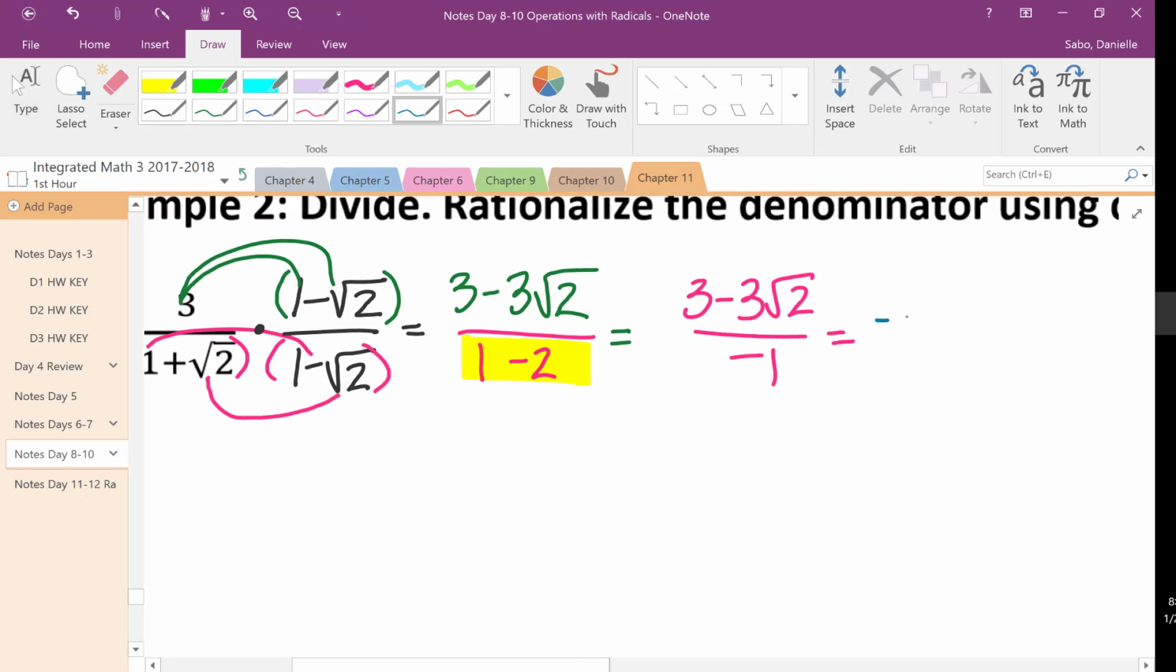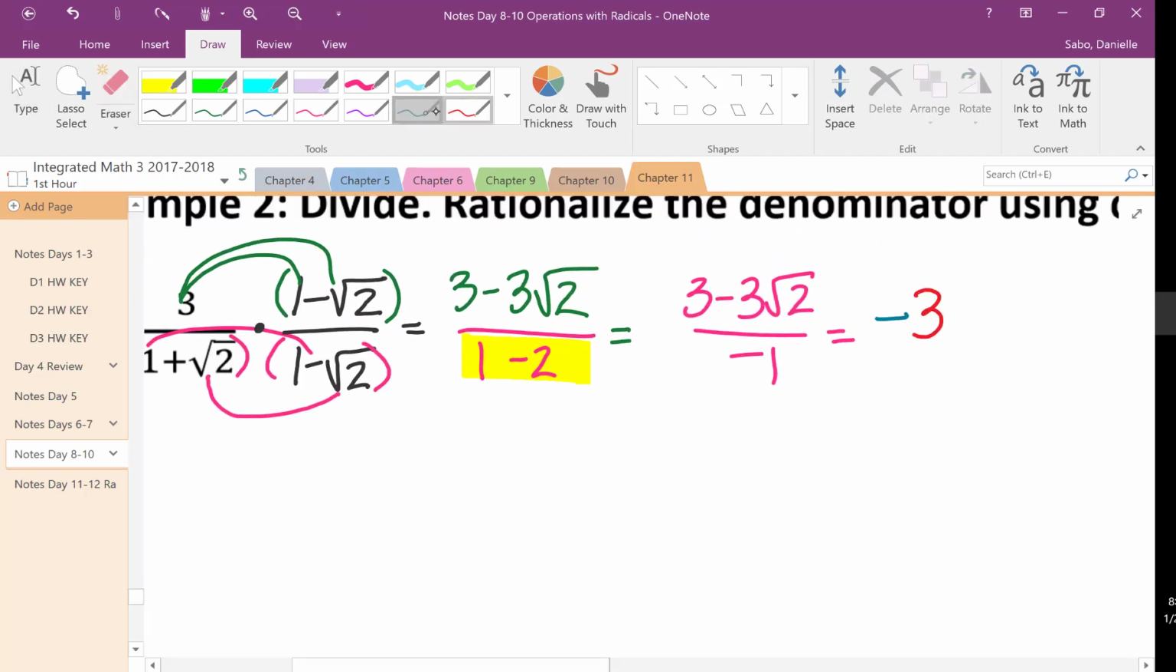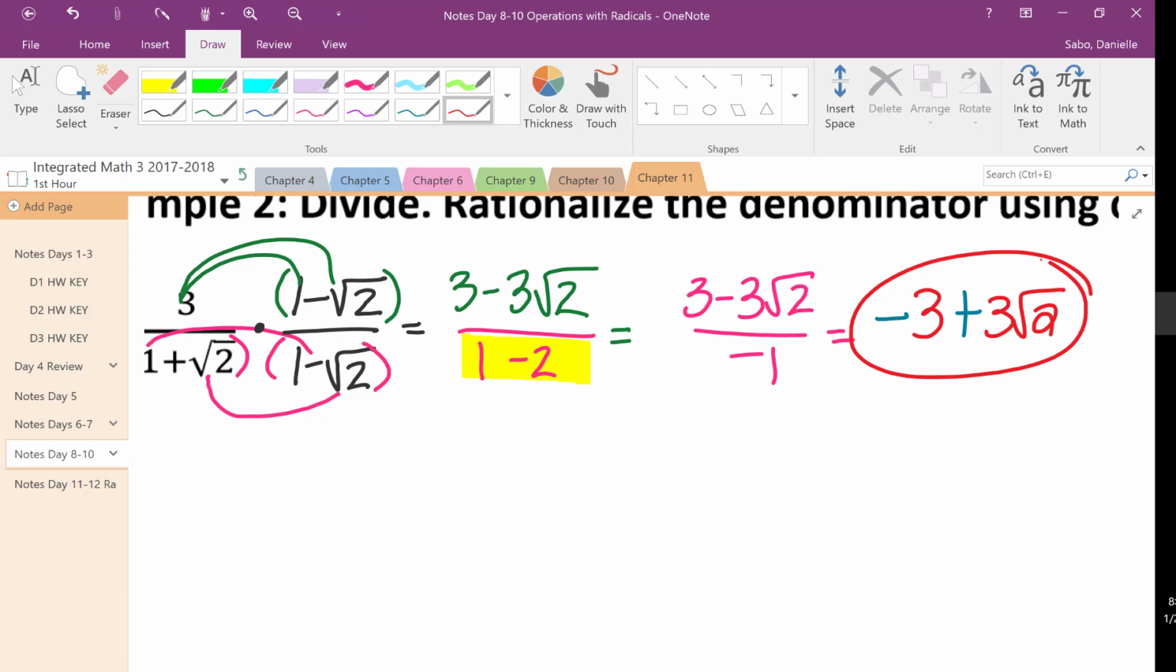So that negative 1 is now going to create a negative 3. Why is it doing that? A negative 3, it's going to create now a positive 3 radical 2. That's all I did, I applied that negative 1 to both of them. Cool? All right, not too hard. You're going to get better at it.